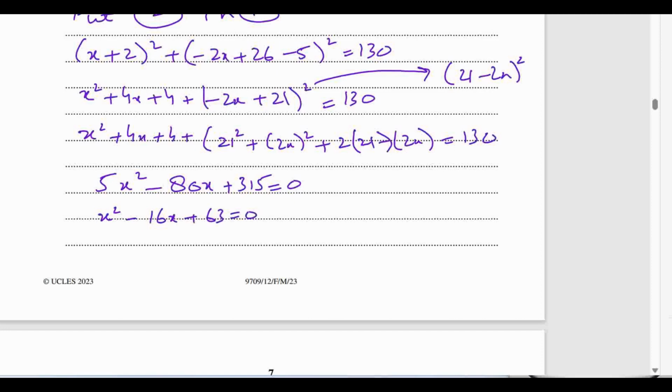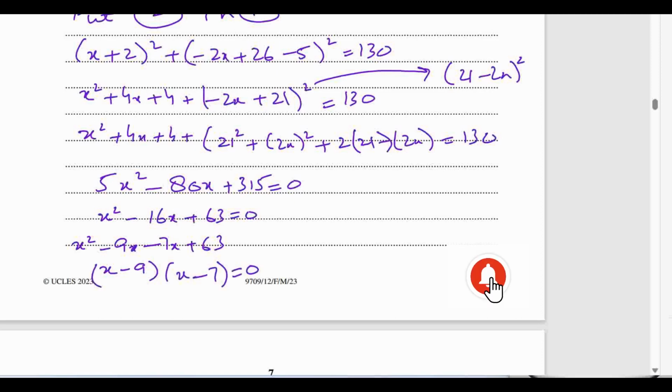Now we can use middle term breaking. So this will be x square minus 9x minus 7x plus 63. So from here we will have the answer (x minus 9) into (x minus 7) is equal to 0, and further we will have x is equal to 9 and x is equal to 7. We will have two values over here.